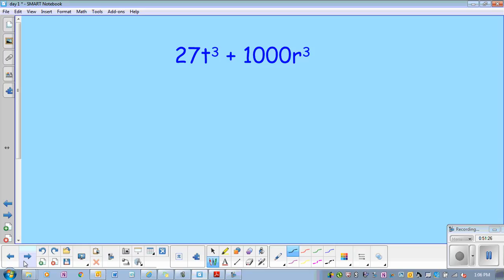27 and 1,000. GCF? What, right? I see t cubed and r cubed, so maybe this is SOAP. Is 27 a perfect cube? Yes, what is it? 3. T cubed is a perfect cube. What is it? T. What about 1,000 r cubed? 10r. Well, there you go.